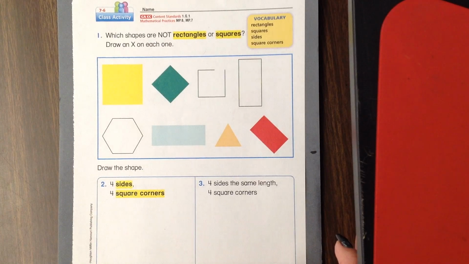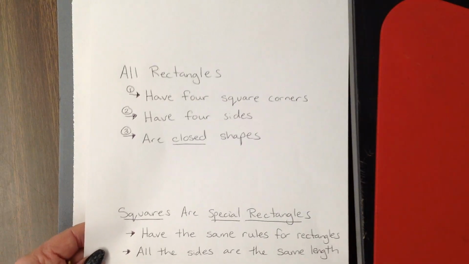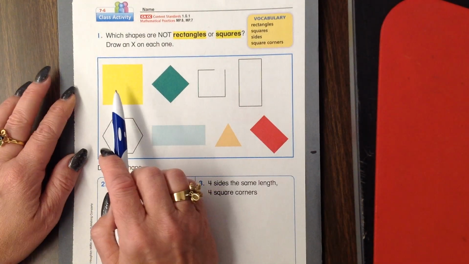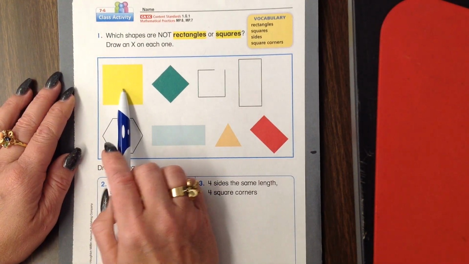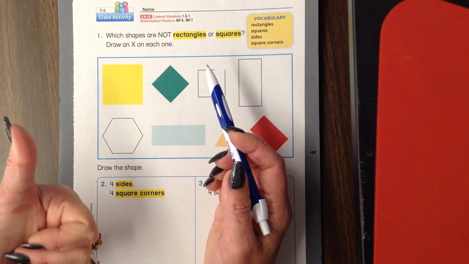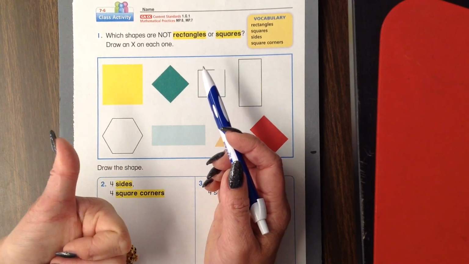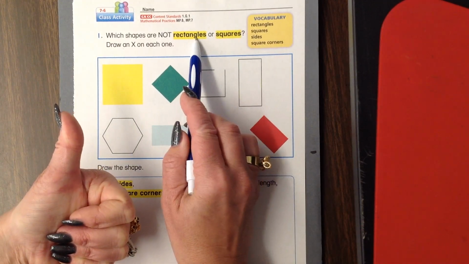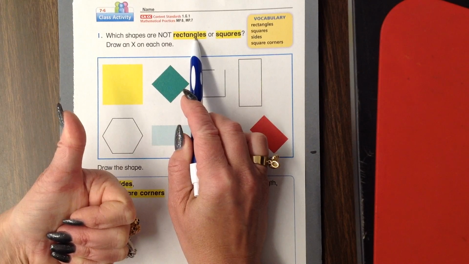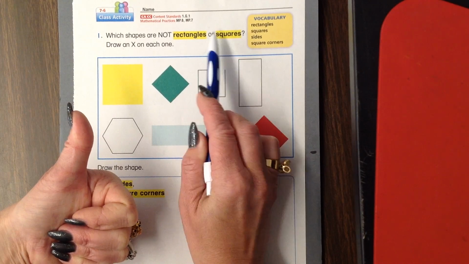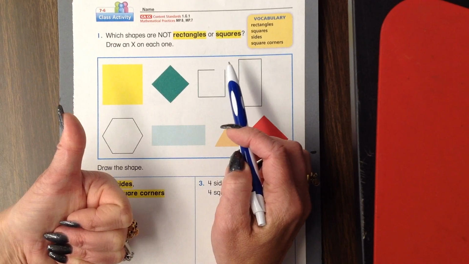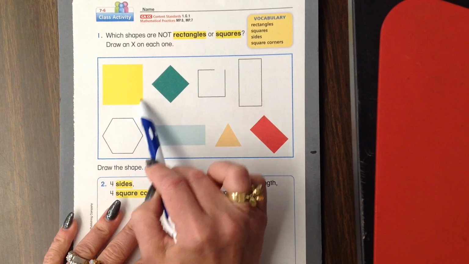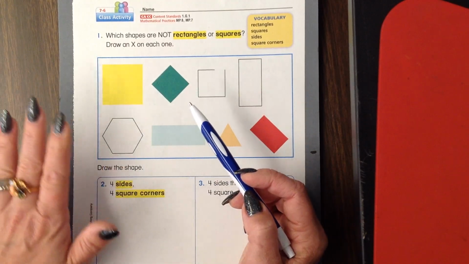Okay, so we're going to keep asking ourselves these questions as we're going through them, just to practice with the rules. All right, so let's look at this shape. Does it have 4 square corners? Yes. Does it have 4 sides? Yes. Is it a closed shape? Yes. So far, it's a rectangle, right? So we're definitely not going to cross it off. Just for fun, let's see if it's also a square. Are all the sides the same length? Yes, they are. So we would call this a square, actually, and we're going to leave it alone.